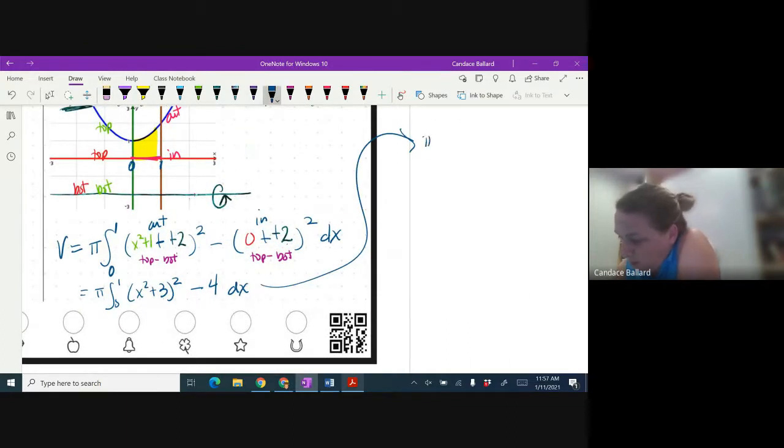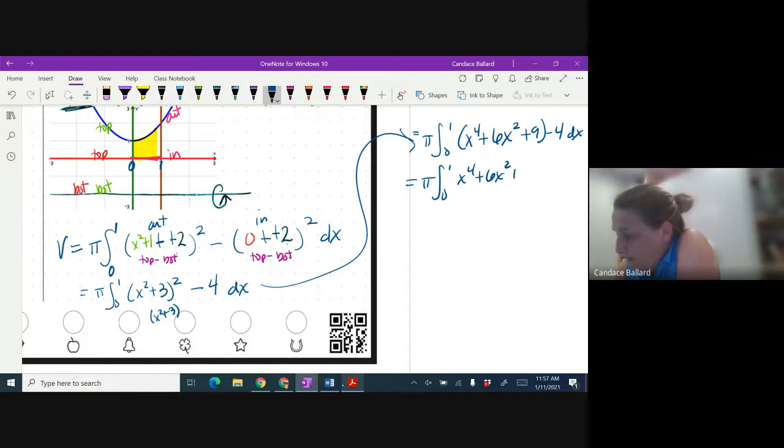All right, so we've got pi, the integral from 0 to 1. Let's see, when I FOIL this, I am seeing x to the 4th plus 6x squared plus 9. Make sure I'm doing it right. Minus the 4. I could simplify the 4, couldn't I? And it's better to do all the simplification than have to do a weird product rule or chain rule or something.